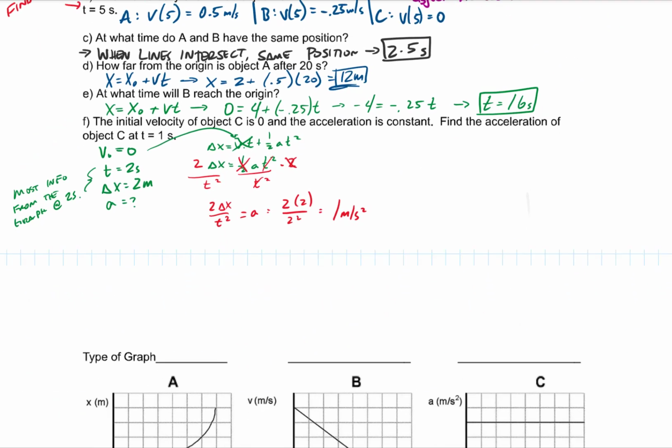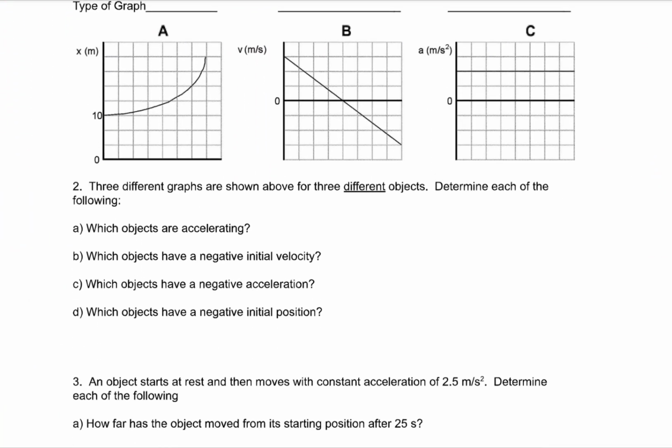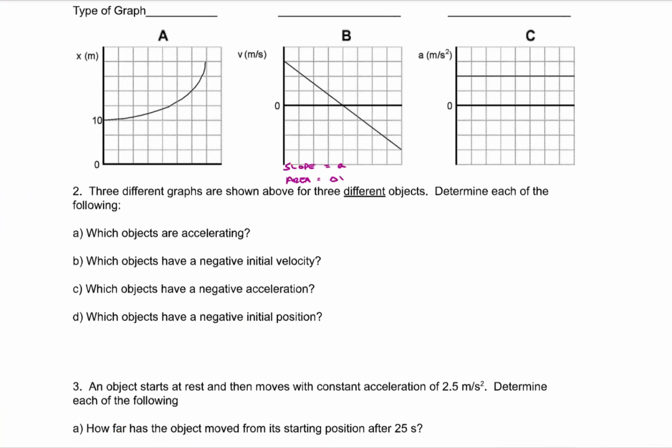All right, the next part, we're going to look at these graphs and determine which object, for all these questions. Part A wants to know which object is accelerating. Like we said before, the slope equals acceleration. I apologize, we talked about a position versus time graph. Let's talk about a velocity versus time graph. For a velocity versus time graph, the slope is acceleration and the area is the change in position. That's the next bit of information we need to know.